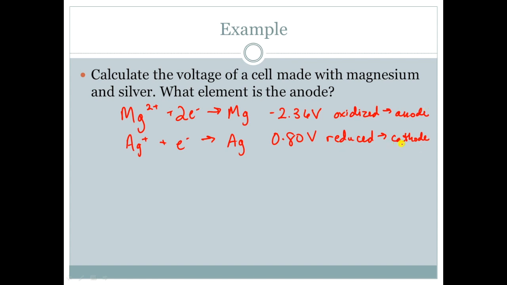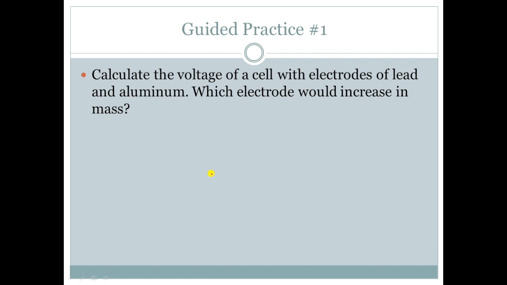Now to actually calculate the voltage for our cell, we said that E cell equals E cathode minus E anode. So in this case, we've got our silver minus our magnesium. And so that's going to get us a voltage for our cell of 3.16 volts. It gives us a positive voltage, which means we've done everything correctly and we've made a good battery. You should try your guided practice on your own and then come back and check and see how you did.